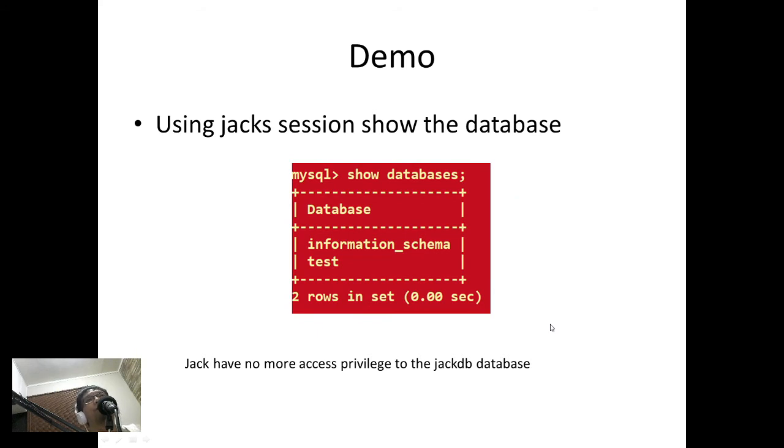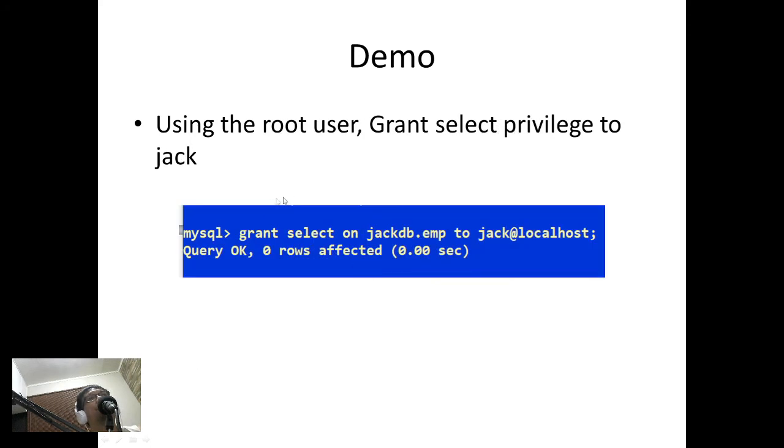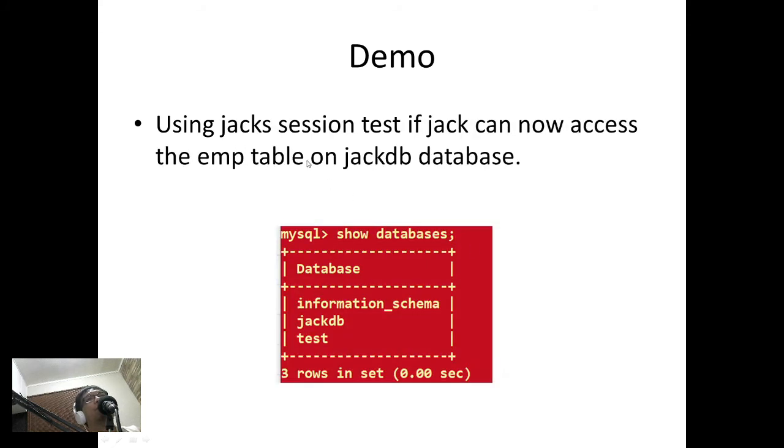Using the JAK session, show the databases. Here we have show databases, and JAK has no privilege on the JAK DB database. Then using the root user, grant select on JAK db.m to JAK at localhost. Using the JAK session, test if JAK can now access the emp table. So show databases. Here we have the JAK DB.